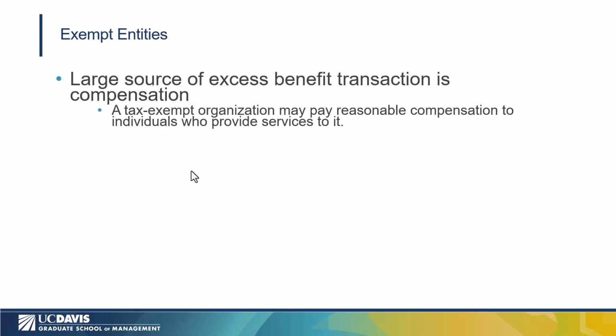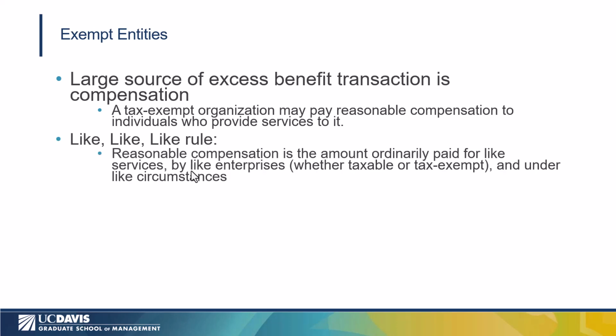So a large source of excess benefit transactions is compensation. Because the reality is a tax-exempt org may pay reasonable compensation to individuals who provide services to it. And the way they're going to look at that is the like rule. They're going to say, look, reasonable compensation is the amount ordinarily paid for like services by like enterprises and under like circumstances.